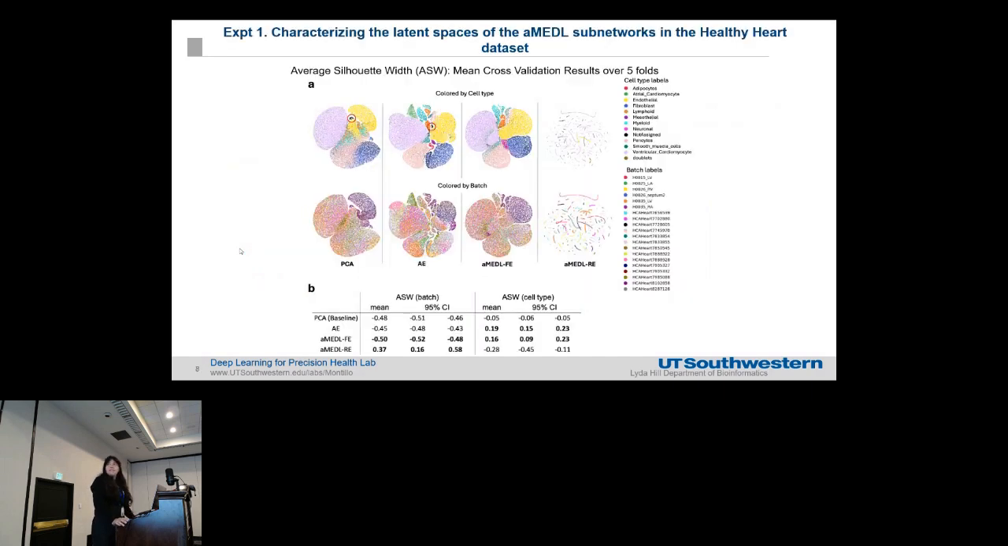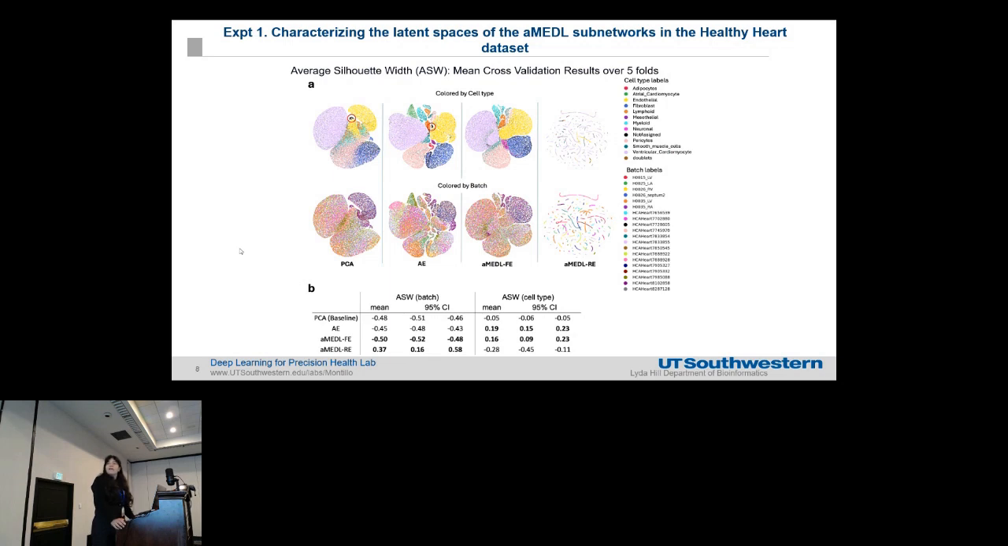And the results for experiment 1 in the healthy heart data set are shown here. In the first row, we have cells colored by cell type. In the second row, we have cells colored by batch. And in the first column, we have the UMAP spaces for PCA, in the second column for the autoencoder, in the third column for our fixed effects subnetwork, and in the fourth column for our random effects subnetwork.